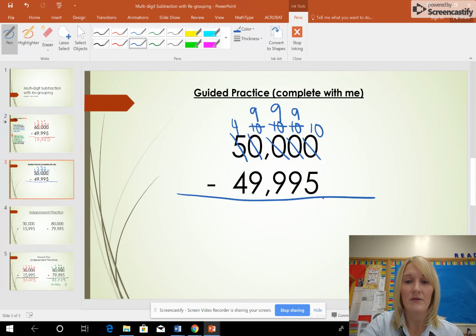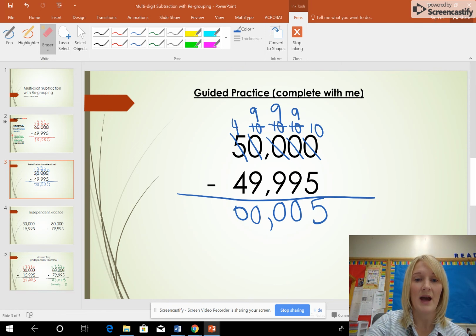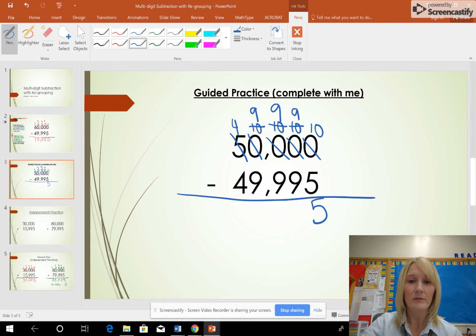10 minus 5 is 5. 9 tens minus 9 tens, 0 tens. 9 hundreds minus 9 hundreds, 0 hundreds. Don't forget your comma. 9 thousands minus 9 thousands, 0 thousands. 4 10,000s minus 4 10,000s, 0. So what do we really have here? We really have 5 left. In your notes, if you want to go ahead and erase, I'm going to erase these zeros because they look confusing to me, because really the difference of 50,000 minus 49,995 is really just 5. So I'm going to leave it at that.